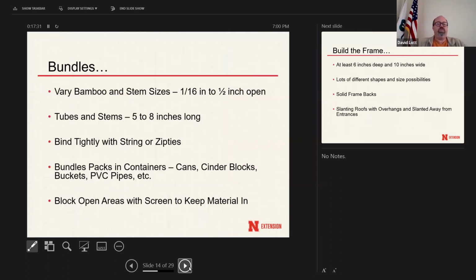So the tubes and the stems need to be 5 to 8 inches long so they can burrow deep enough to, in the case like the leafcutter bee, produce the females and burrow them deep.